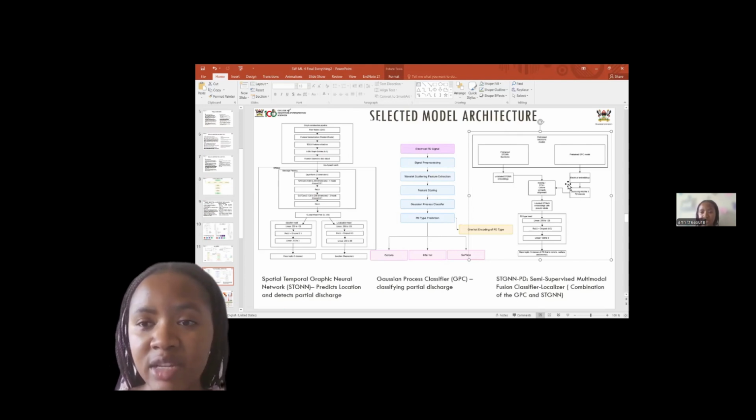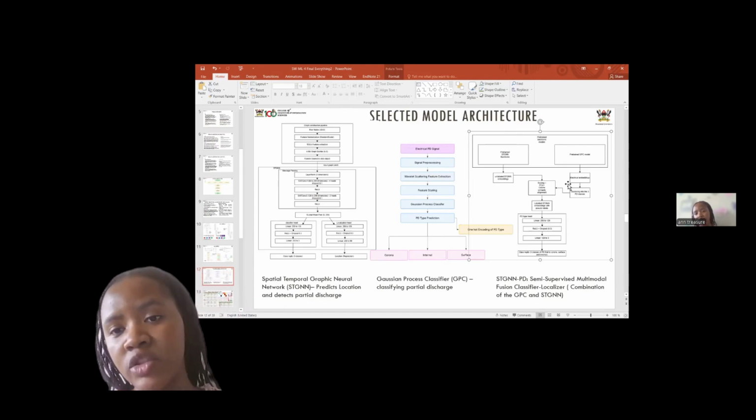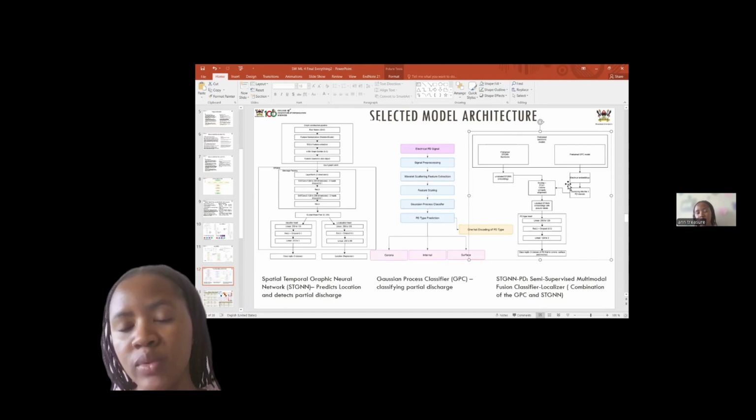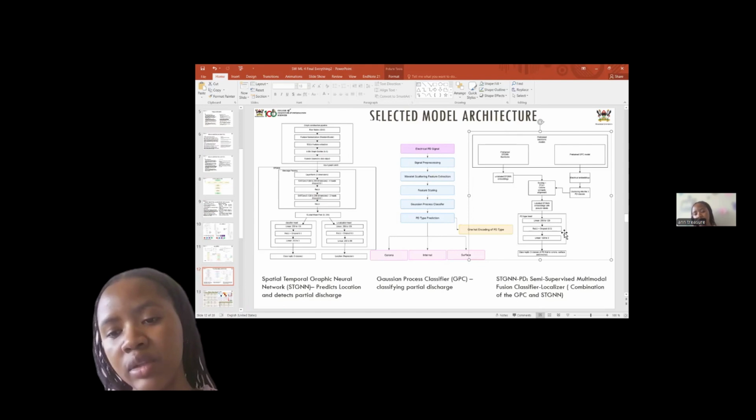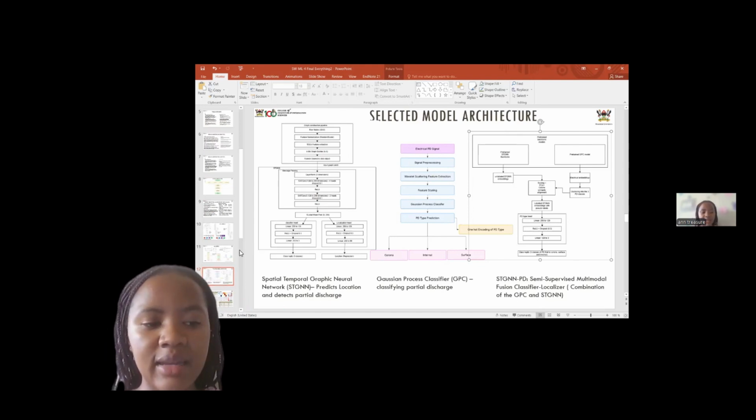So what we did was to use the clustering in order to tell the different types. We clustered the embeddings from the GPC model that gave information about the different types of partial discharge, and we were able to match them to the unlabeled acoustic data. So we then passed through the PD type head that was able to predict the type of partial discharge from unlabeled acoustic data. It used semi-supervised learning.